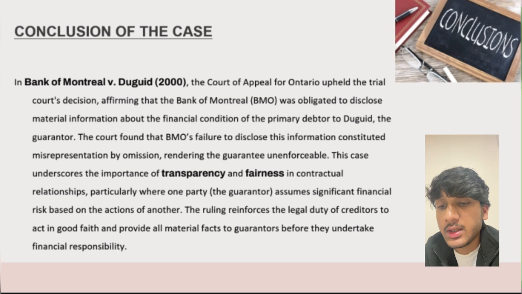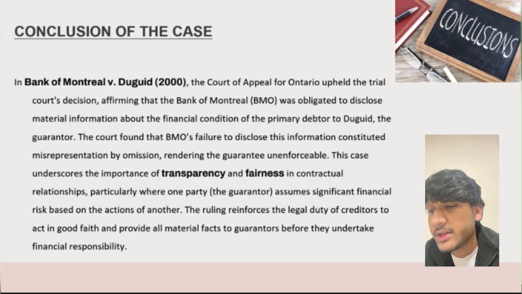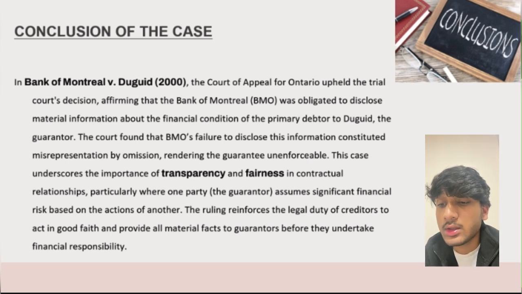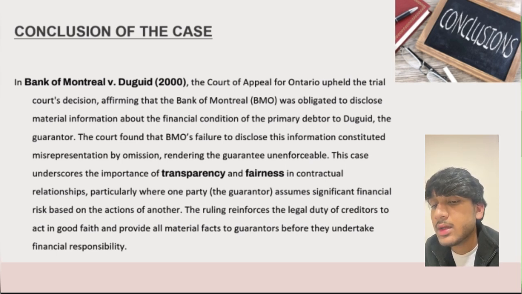In the Bank of Montreal versus Duguid case, the Court of Appeal for Ontario upheld the trial court's decision, affirming that the Bank of Montreal was obligated to disclose material information about the financial condition of the primary debtor of Duguid, the guarantor. The court found that BMO's failure to disclose this information constituted misrepresentation by omission, rendering the guarantee unenforceable.